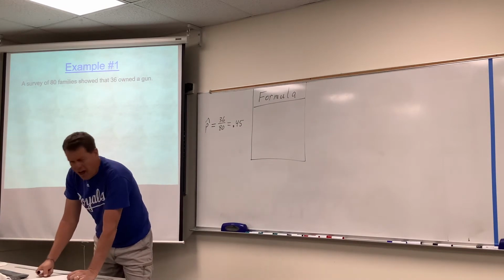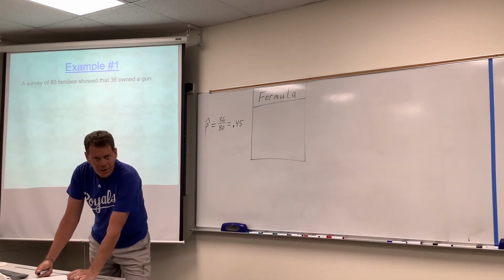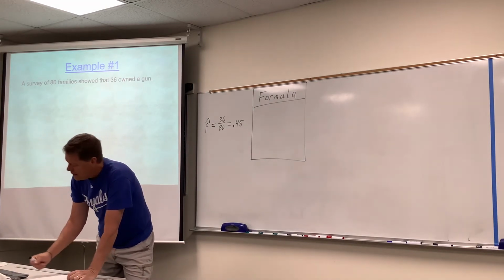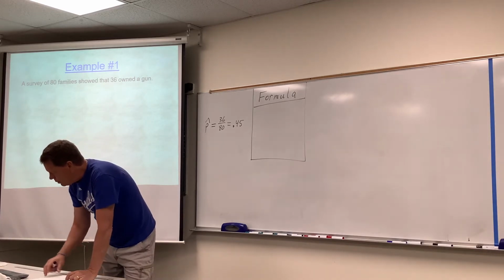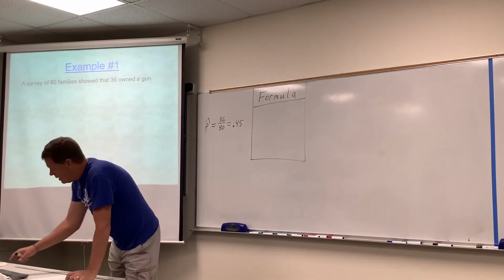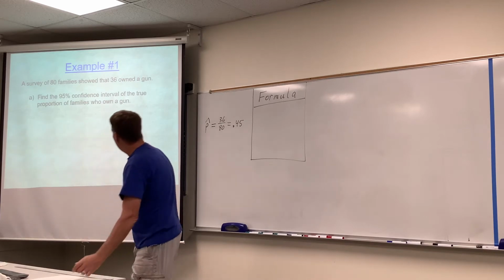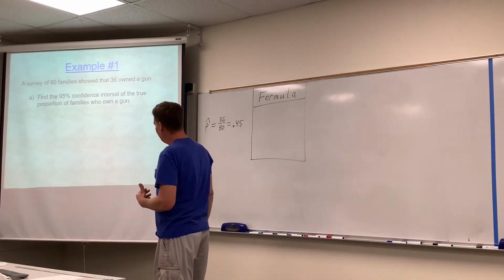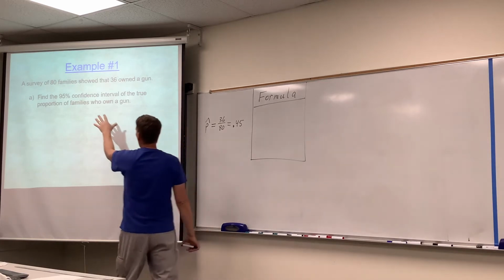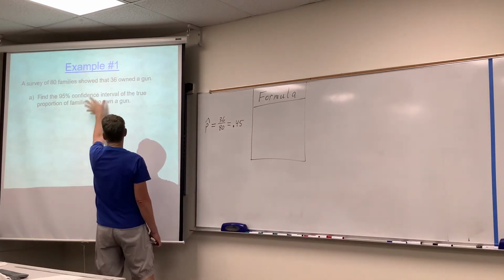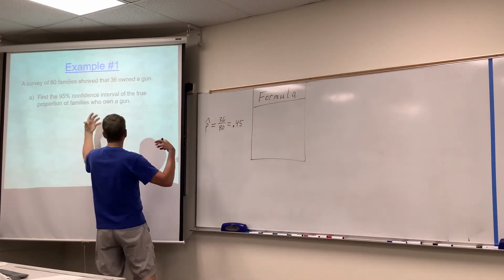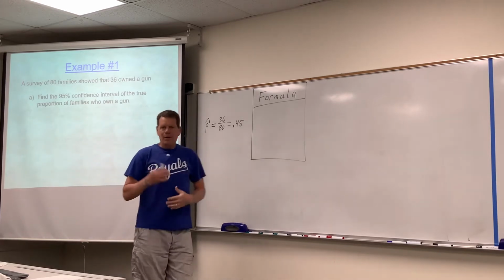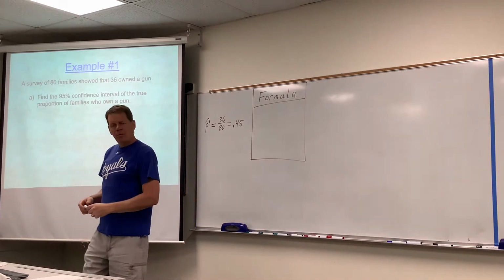So do you just say, well, I think the percentage of all families that own a gun is 45%, good enough for me? No, what we do is we build what's called a confidence interval. Okay, so this question says, what's the 95% confidence interval for the proportion of all families, the true proportion, the percentage of all that own a gun? We'll talk about the 95% and all that moving on.